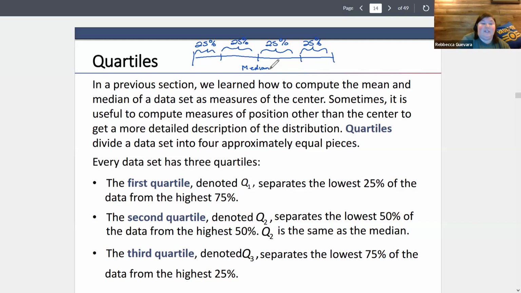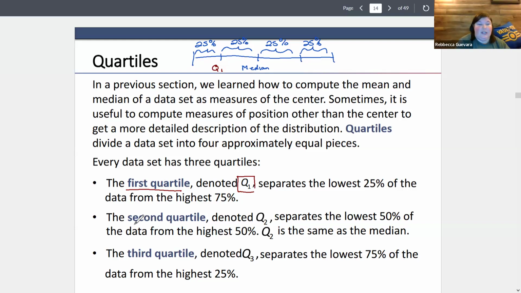So quartiles divide your data into 4 approximately equal pieces, like I said, right here. How we're going to split that is you're going to have your first quartile, and we use Q subscript 1 to denote it, and it's going to separate your lower 25% of your data from your upper 75%. So it would be right here. This is 25% below it, 75% above it.